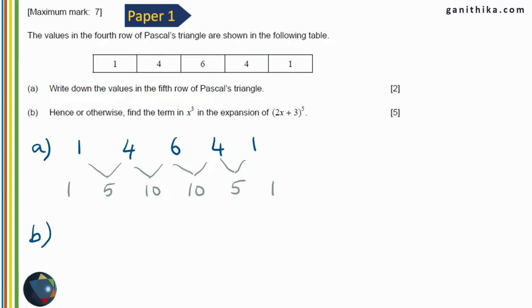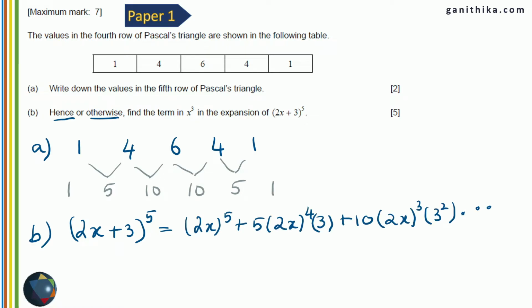And for question B, it says hence or otherwise. So you can either use the answer from the part A or you can use any other method. You have to find the term in x cube. So you can expand this using the part A coefficients. So (2x)^5, 5 times (2x)^4 times 3. It's just the binomial expansion from the formula. And the third term is 10 times (2x)^3 times 3 square.